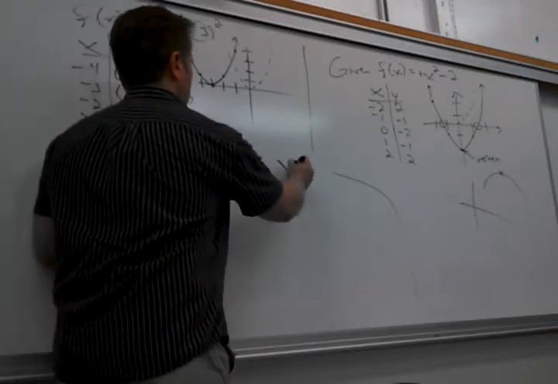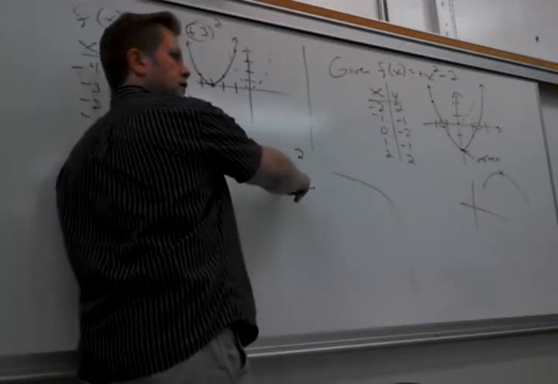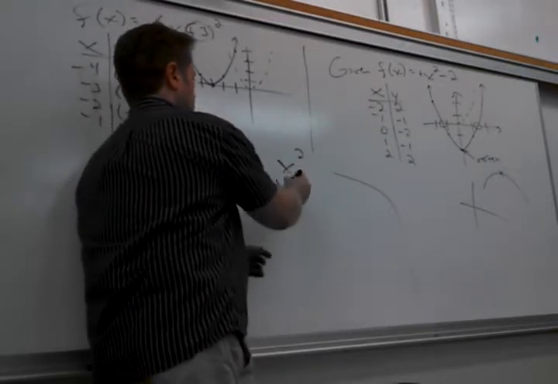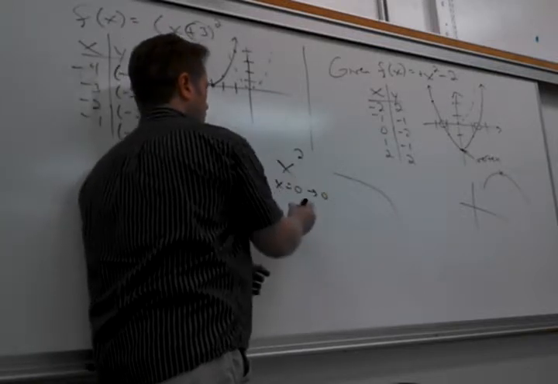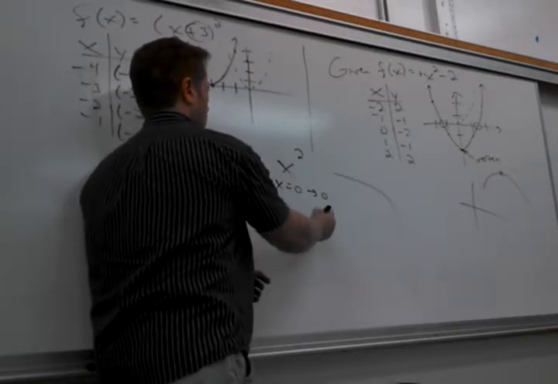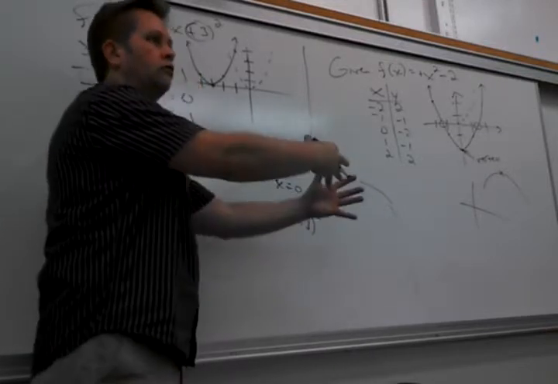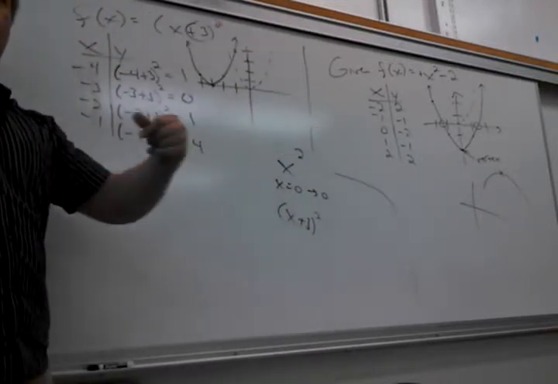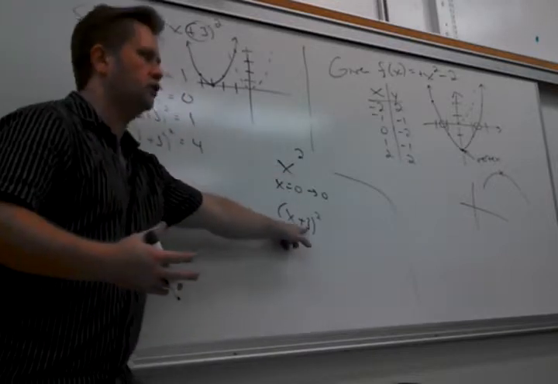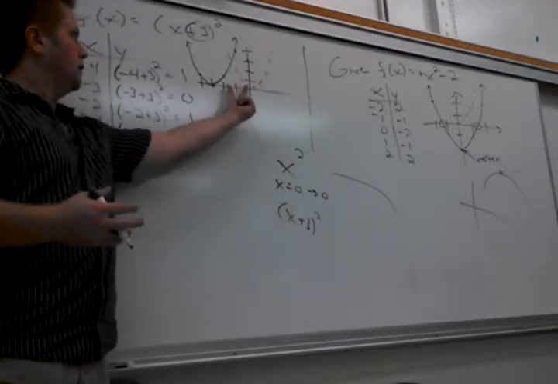So how did I get 0 here? What would you plug in to get 0? 0. That's crazy. So x equals 0 gives you 0. How do I get 0 here? What do I plug in to get 0? Negative 3. So it had to be 3 smaller than it was before, because the first thing I do is add 3 to it. That's why the whole thing went back 3.